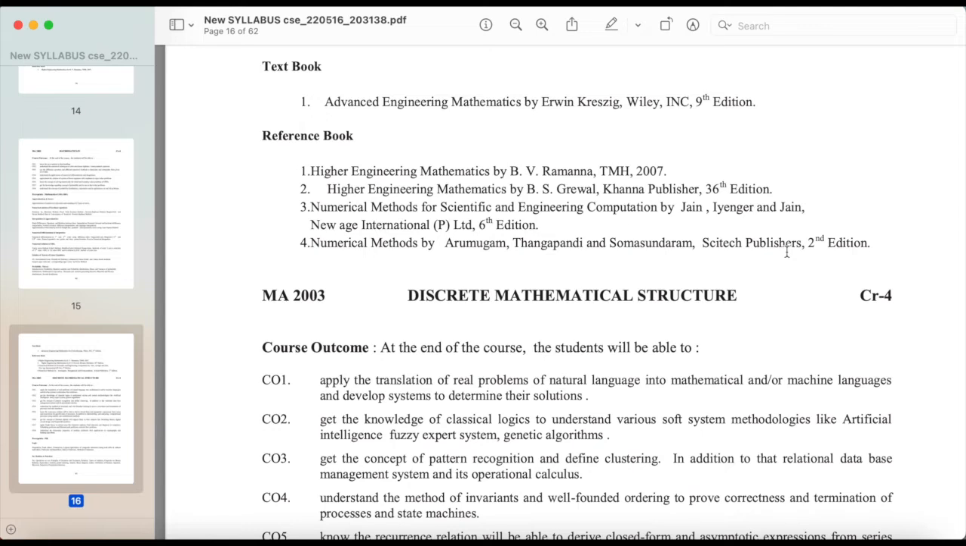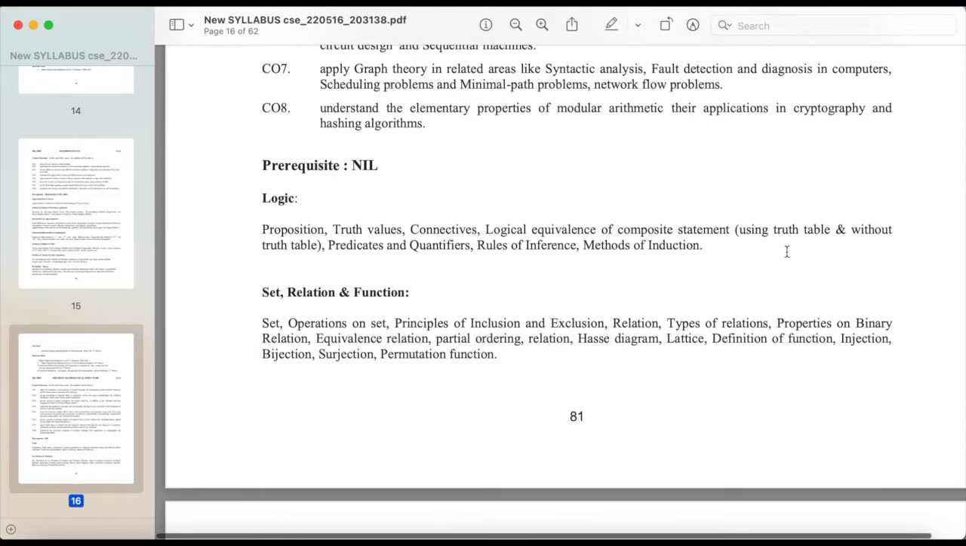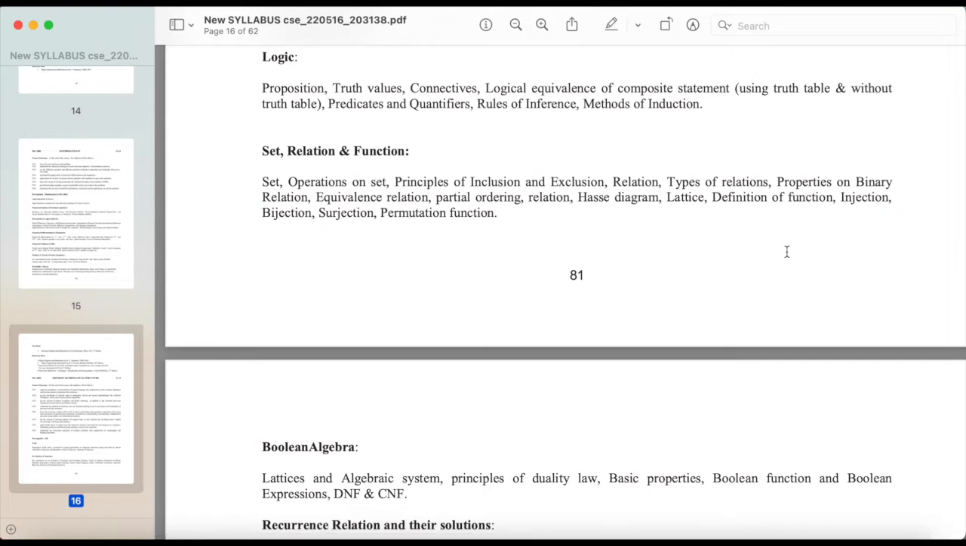Textbook 1: Advanced Engineering Mathematics by Erwin Kreyszig, Wiley, 9th edition. Reference book 1: Higher Engineering Mathematics by B.V. Ramana, TMH, 2007. 2. Higher Engineering Mathematics by B.S. Grewal, Khanna Publishers, 36th edition. 3. Numerical Methods for Scientific and Engineering Computation by Jain, Iyengar and Jain, New Age International (P) Limited, 6th edition. 4. Numerical Methods by Arumugam, Thangapandi and Somasundaram, Scitech Publishers, 2nd edition. Discrete Mathematical Structure.